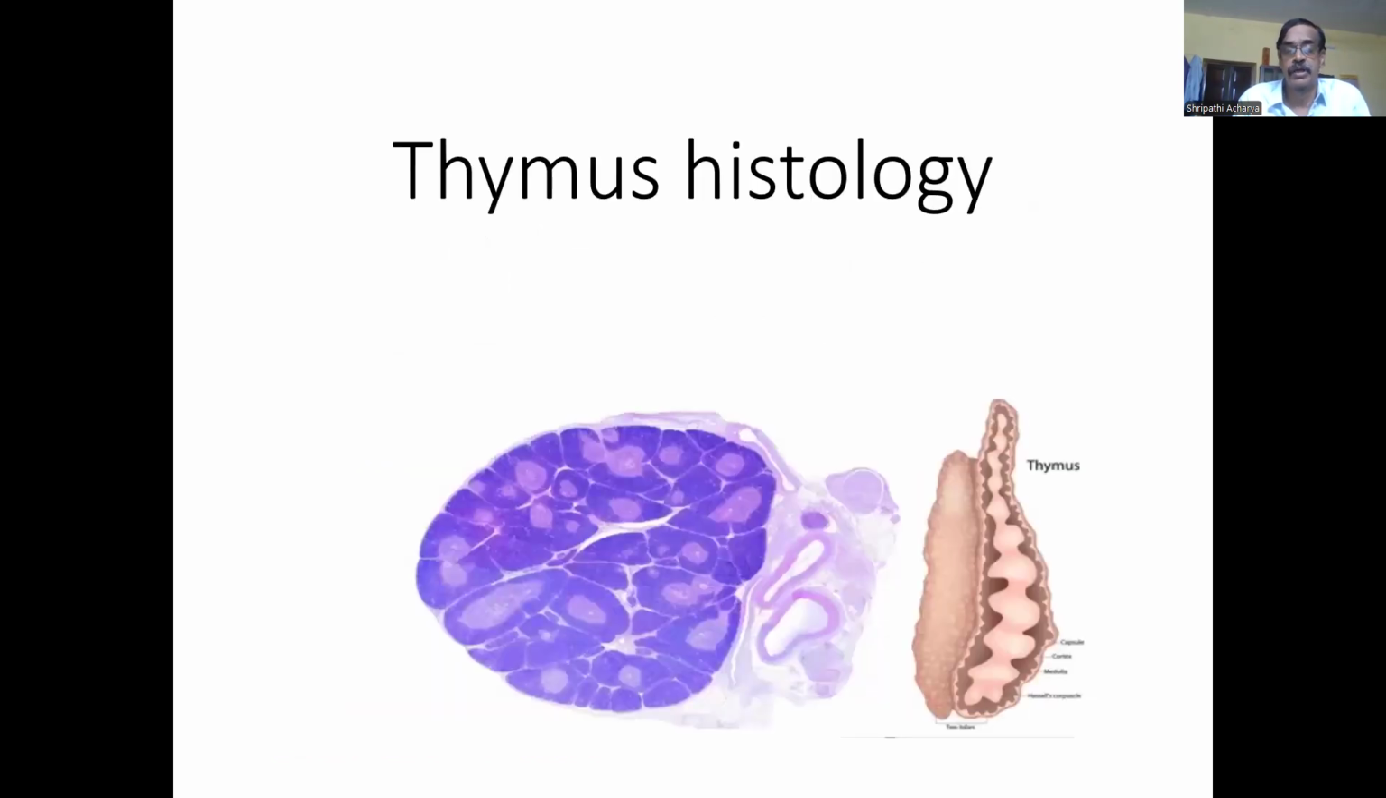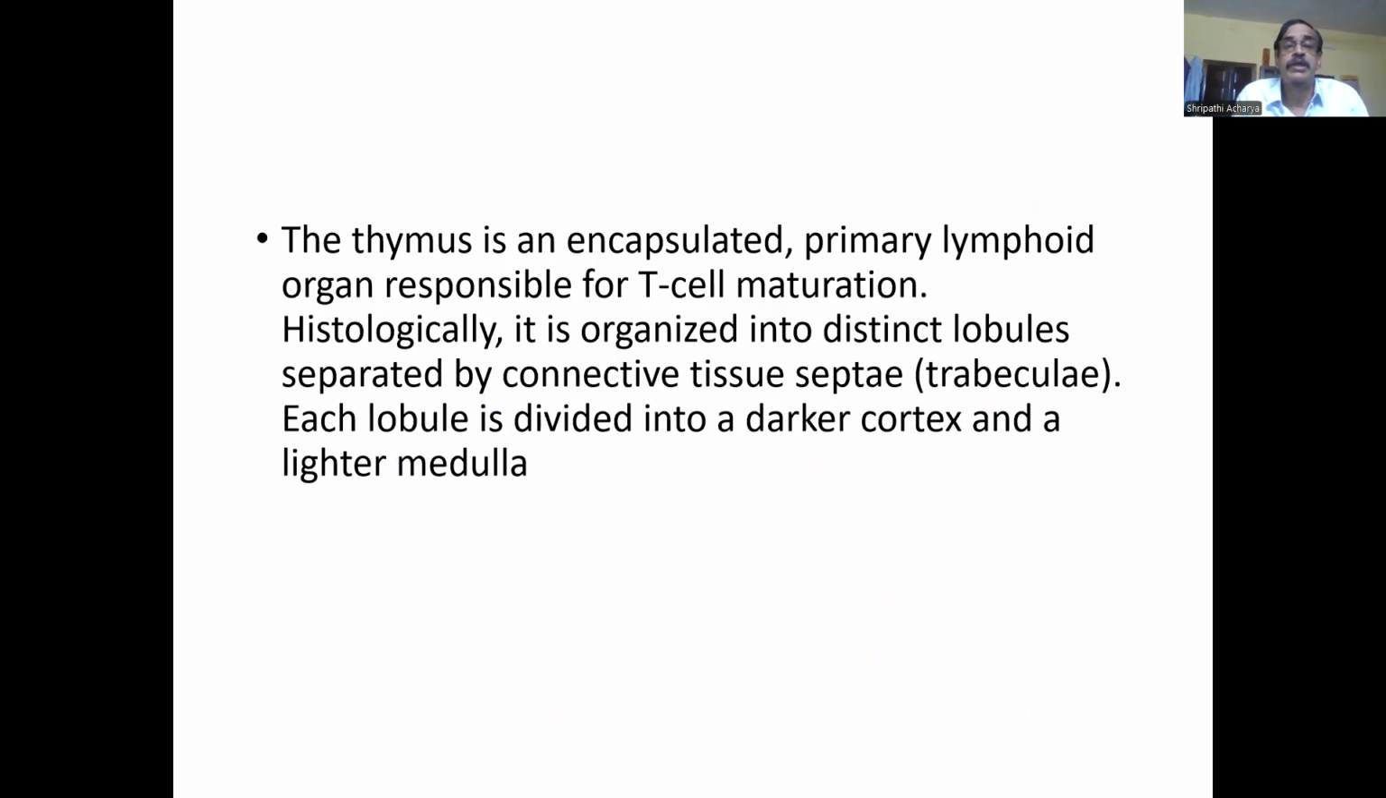Thymus histology. Thymus. The thymus is an encapsulated primary lymphoid organ responsible for T cell maturation. Histologically, it is organized into distinct lobules separated by connective tissue septae, that is trabeculae. Each lobule is divided into a darker cortex and a lighter medulla.